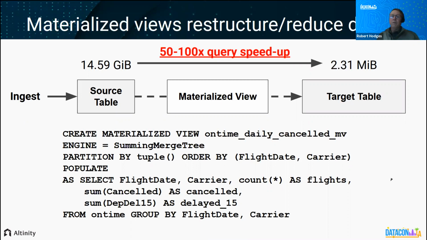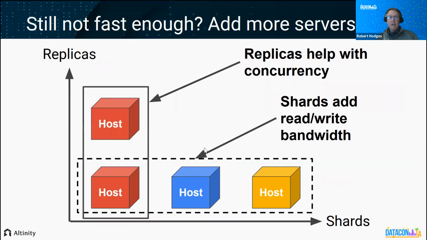There are cases where this can speed up the queries by 1,000 or even 10,000 times. One of the big reasons is it drastically reduces the amount of data you have to scan, because you've already answered the question, so it's not hard to get the answer. You're still not fast enough? Well, at this point, data warehouses, and ClickHouse is no exception, allow you to add more servers. So you can replicate data across hosts, so a table can be replicated.